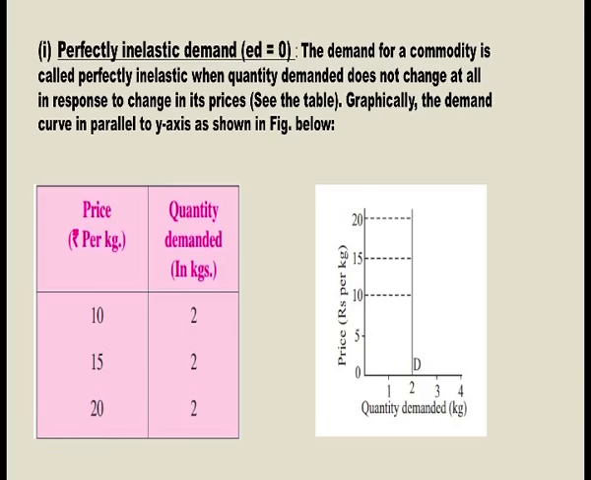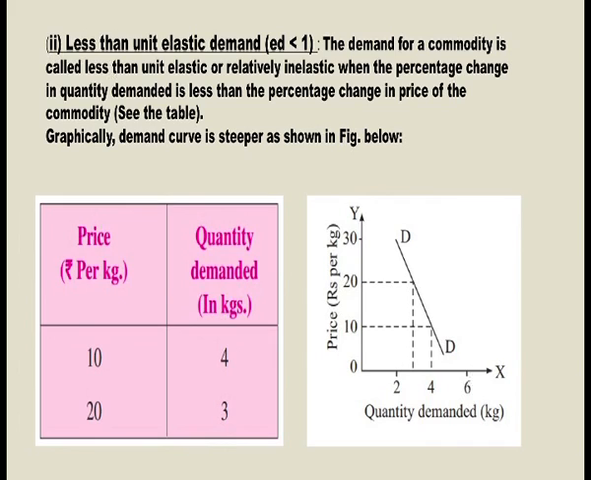Now the second case. The second case is the price elasticity of demand less than 1. In this case, the quantity demanded of a commodity increases, but less than proportionate to the decrease in price. That means the price of the commodity decreases, but quantity demanded increases, but not to that extent. You can see the table also. The price increases from 10 to 20, but the quantity demanded decreases only from 4 to 3.